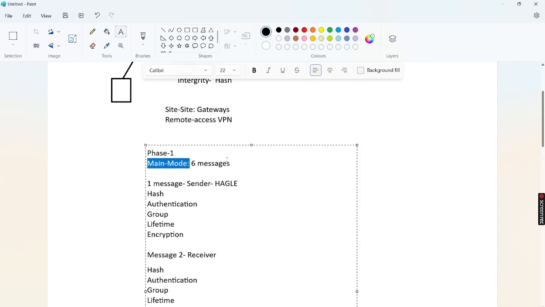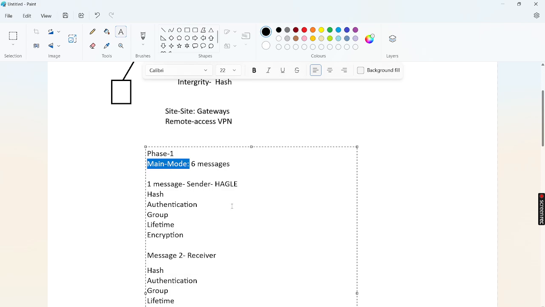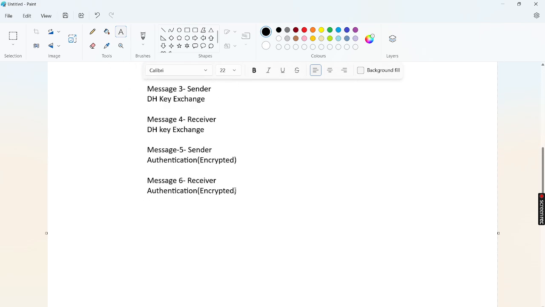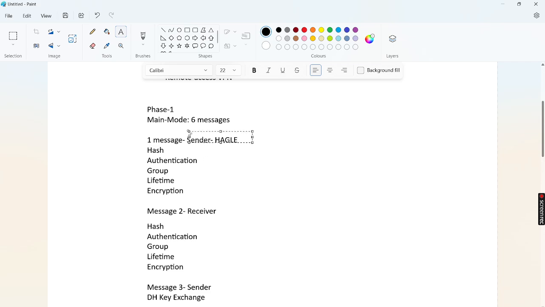Main mode is secure, and in main mode we use the 6 messages, and it will take a long time to process to complete phase 1. It will take a long time because we have 6 messages, right? These 6 messages have to complete, so it will take a long time. But in the aggressive mode, it will have only 3 messages.